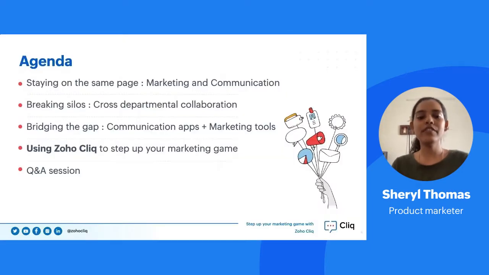Moving on to the agenda for today, first we'll discuss communication and marketing and how marketers communicate within their organization and outside their organization, and why staying on the same page is very important. And then we'll move on to cross departmental collaboration, how marketers work with the other teams, other departments, to make sure that work gets done and they all put out the same messaging out there.